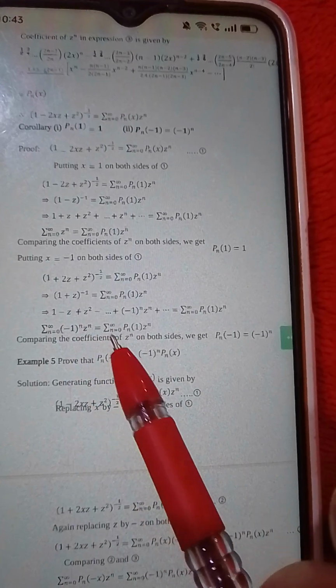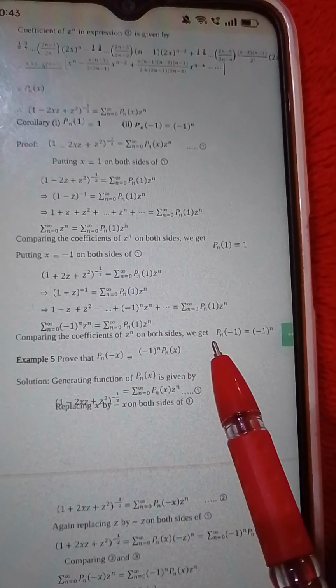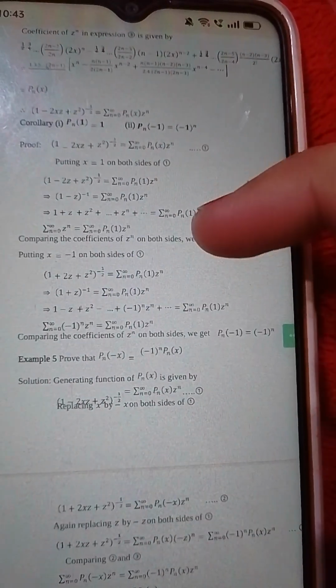Now comparing the coefficients of z^n, what will we get? P_n(1) equals minus 1. I hope this is clear to you. Now let's see one example.